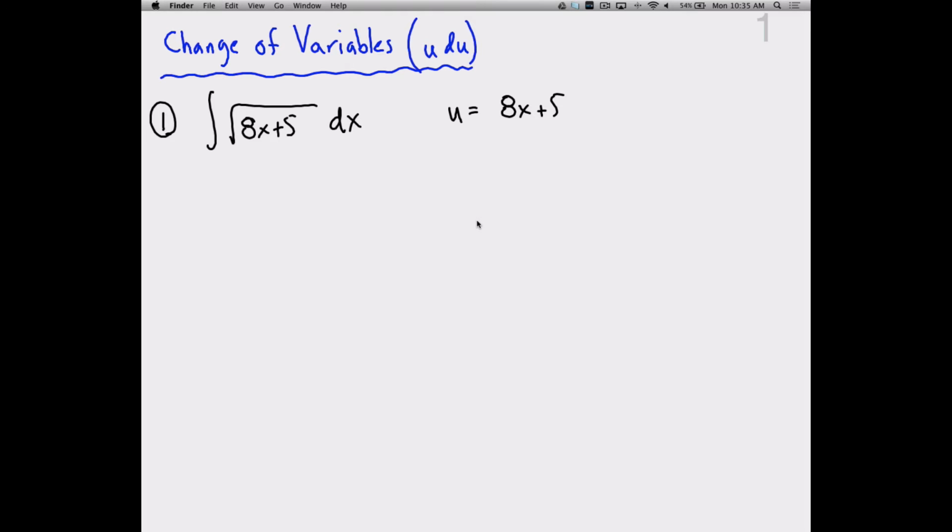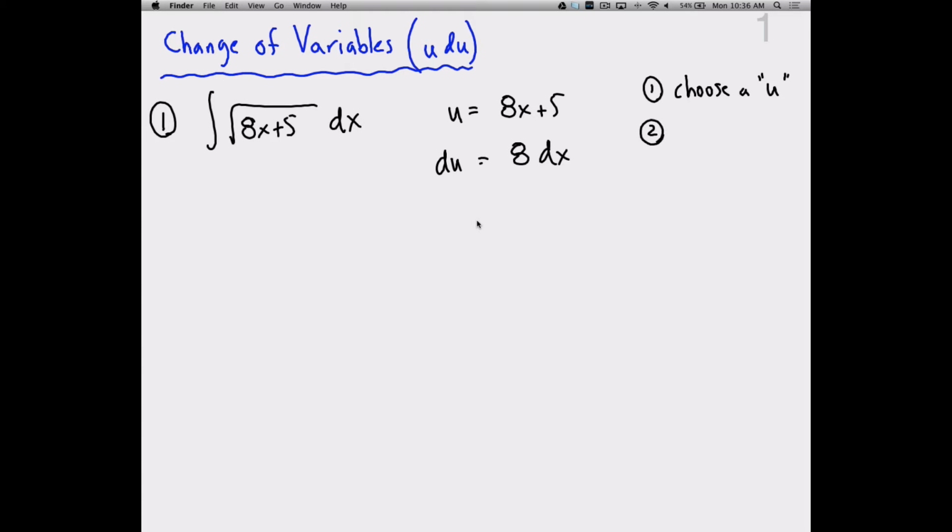Okay, so the procedure goes like this. You pick a u. I did that. Then you take the derivative of both sides. The derivative of u is just du, and the derivative of this side is 8 dx. So we're doing a kind of implicit differentiation there. You with me so far? Okay, so step 1, choose a u.